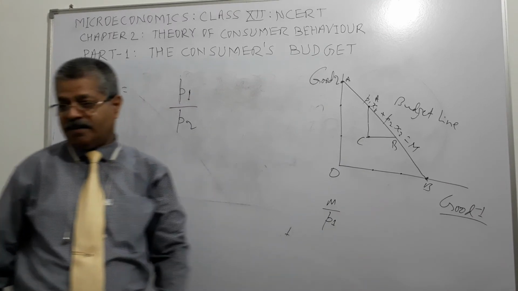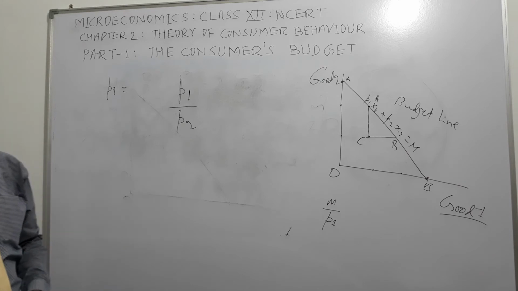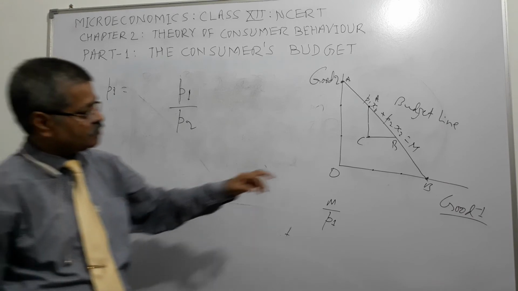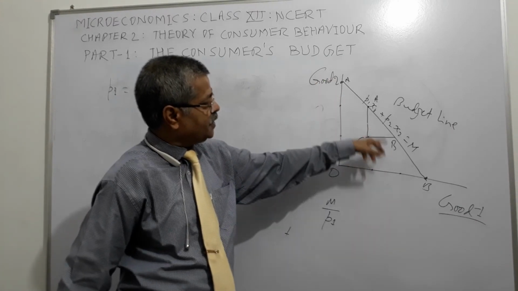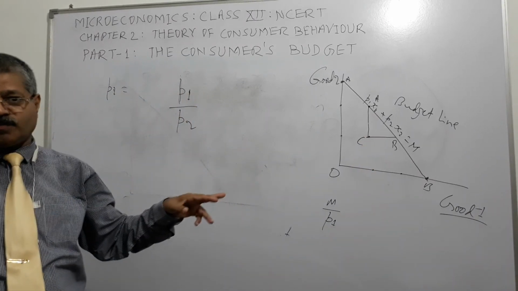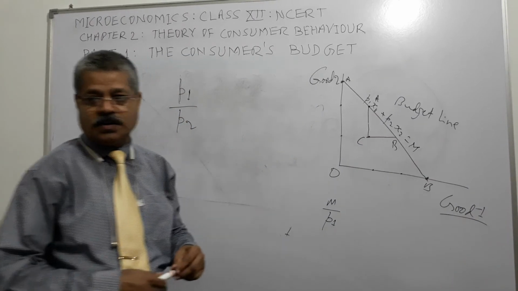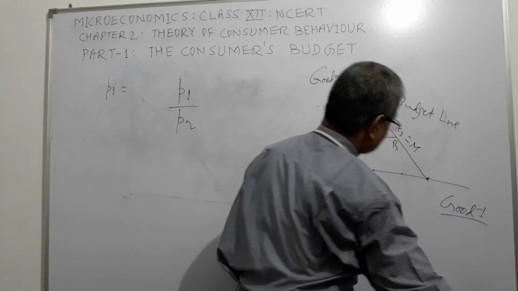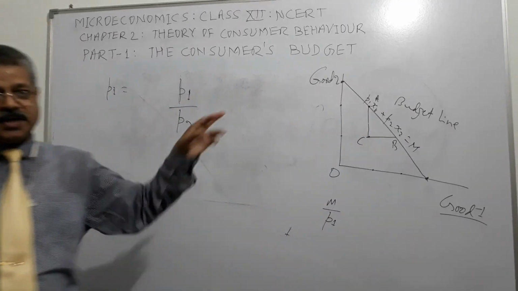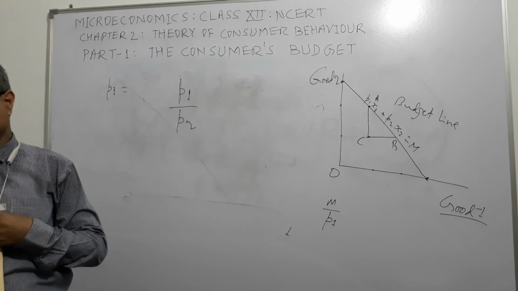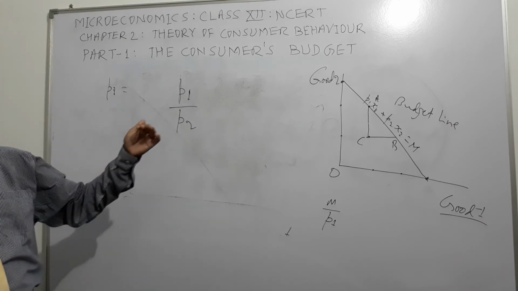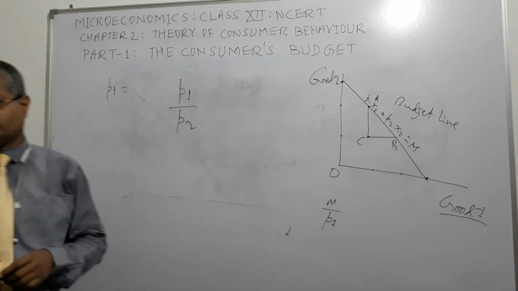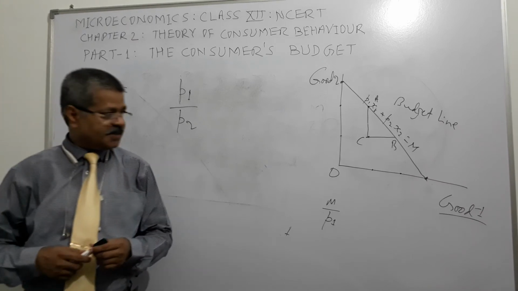Any other point on AB represents a bundle which has more of both goods versus C. Any other point on AB, what is happening? It represents a bundle which has more of both goods versus C.